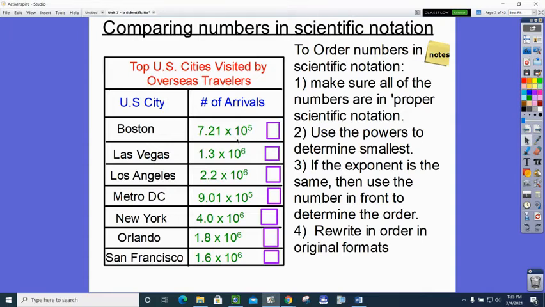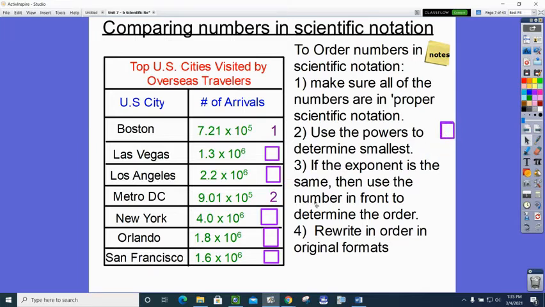Now, to order them, after you've made sure they're all in proper scientific notation, use your powers to determine, now, wait a minute, we want to go, in this case, from least to greatest. So find your smallest power of 10. And that would be Boston and Metro DC. Now, if the exponent is the same, use the number in front and say who's smaller there. And notice Boston at 7.21 would be smaller than the 9.01. So Boston would be 1 and Metro DC would be 2.